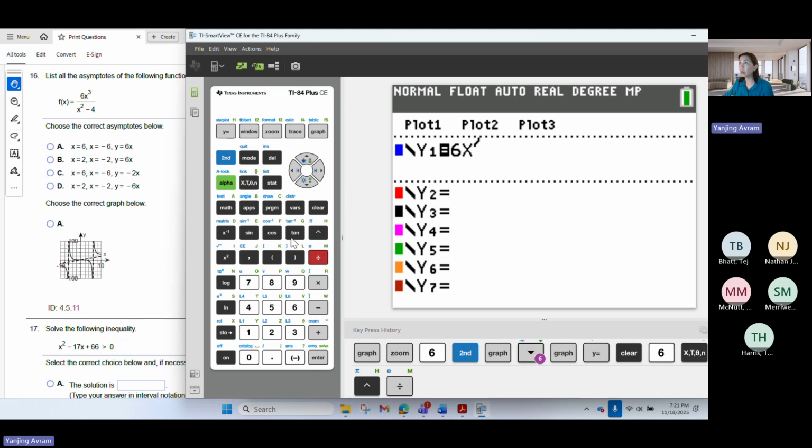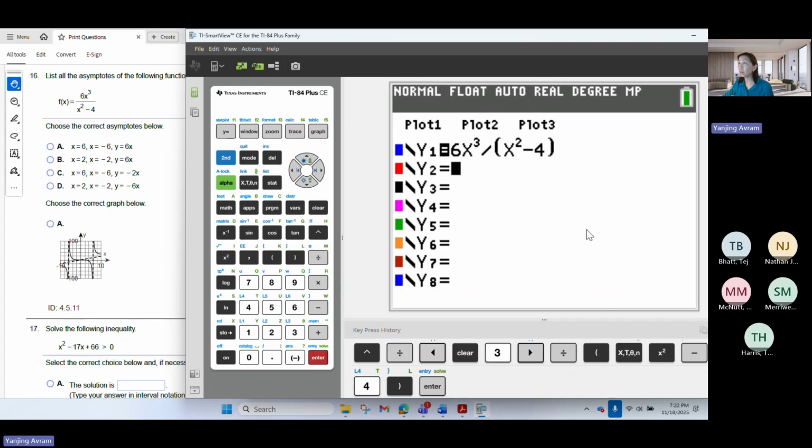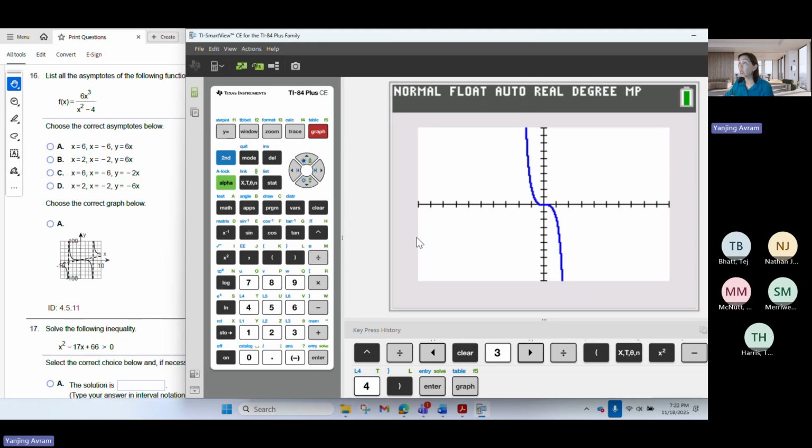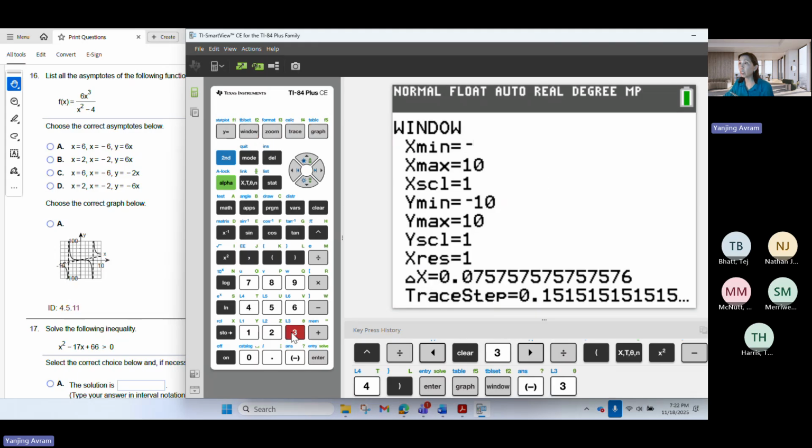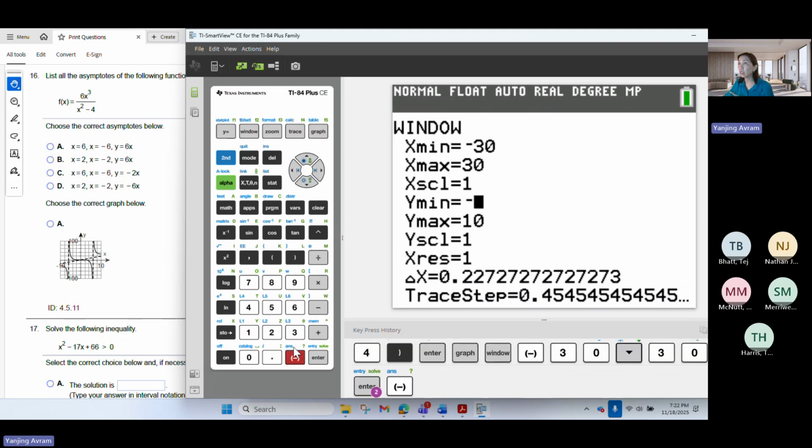6x cubed divided by, okay, my denominator has two items, so I need a parenthesis. If you have one item, you don't have to use the parenthesis. But when you have two items, you must use the parenthesis. All right, and let's see how the graph will look. Remember, the calculator does not graph the asymptotes. I'm going to make my window a little bit bigger, because sometimes it's too small and you might not be able to see the entire thing.